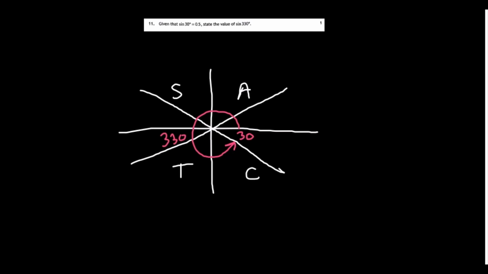So we'll just write sine 330. So it would be sine 30. That would be the value of the angle. And the other part you have to work out is the sign of the angle. So we're trying to find the sine function, and we're in the C quadrant. So we know that sine is negative in this quadrant. So that means that sine 330 would be negative.